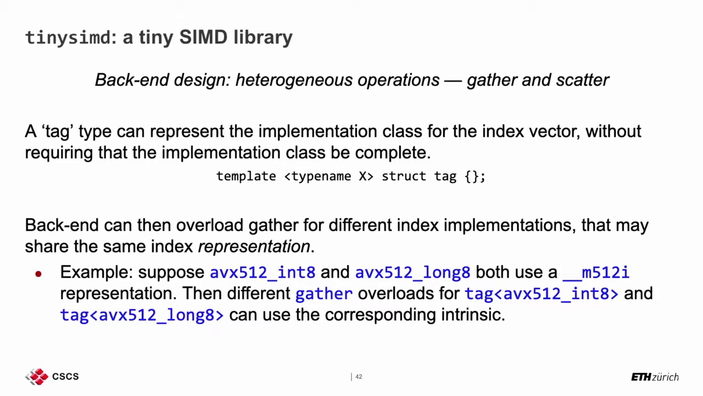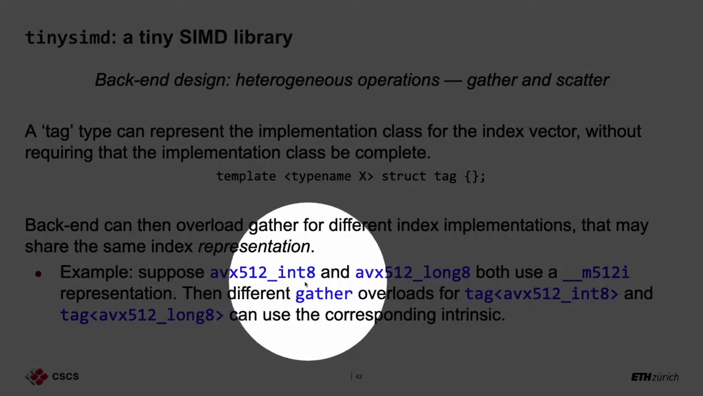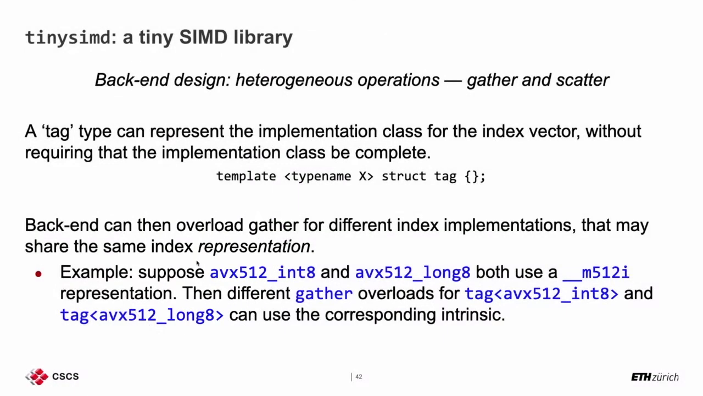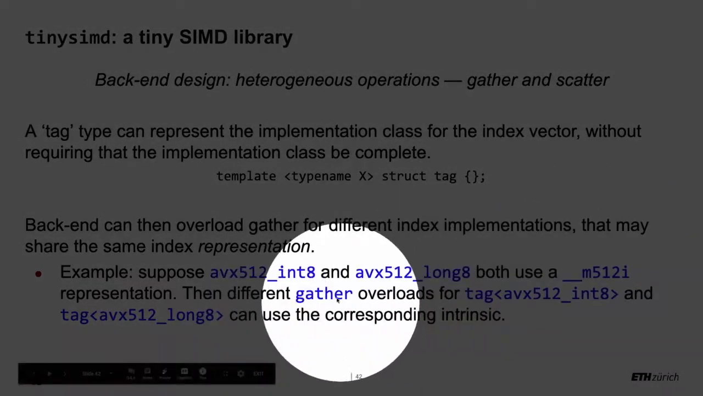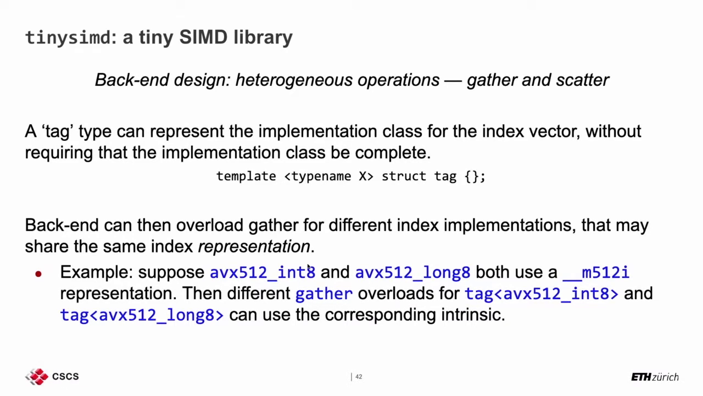This is actually a use case that came up for us. AVX512 int 8 in our own library's implementation uses the same type as a long 8. So we need some way of saying, treat this as an int or treat this as a long, and we can do that with tag types.